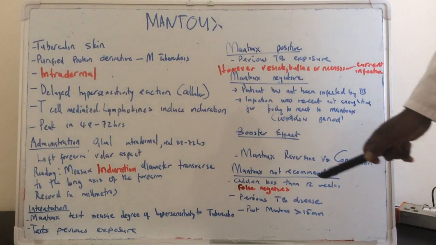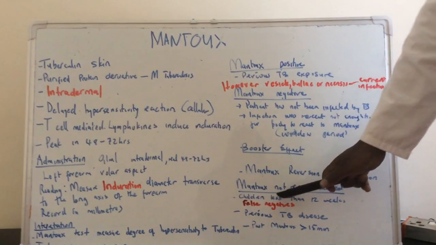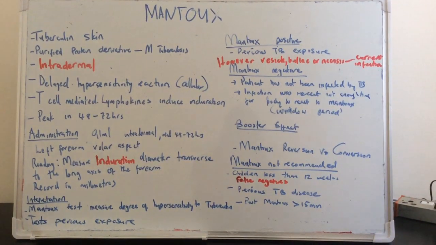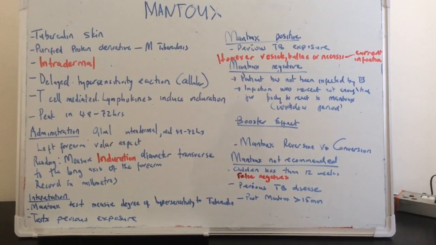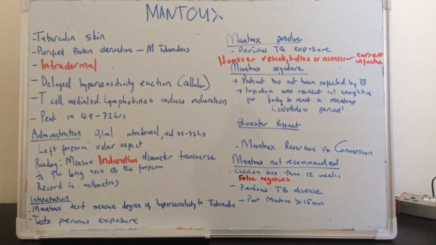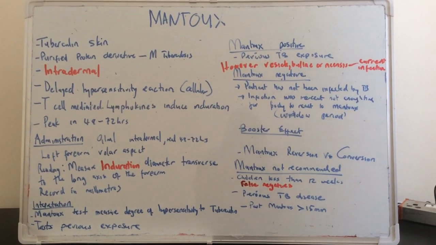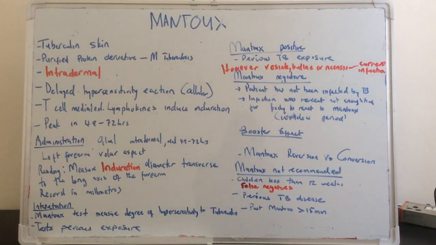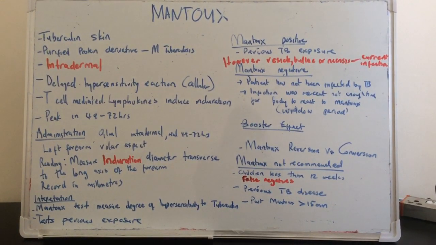This is important: the Mantoux is not recommended in children less than 12 weeks, because their cellular immunity has not yet developed fully and is still underdeveloped. So there are a lot of false negatives under 12 weeks. But if you have a positive Mantoux in a patient that is less than 12 weeks, that is a very important test. It is very much suggestive of TB.